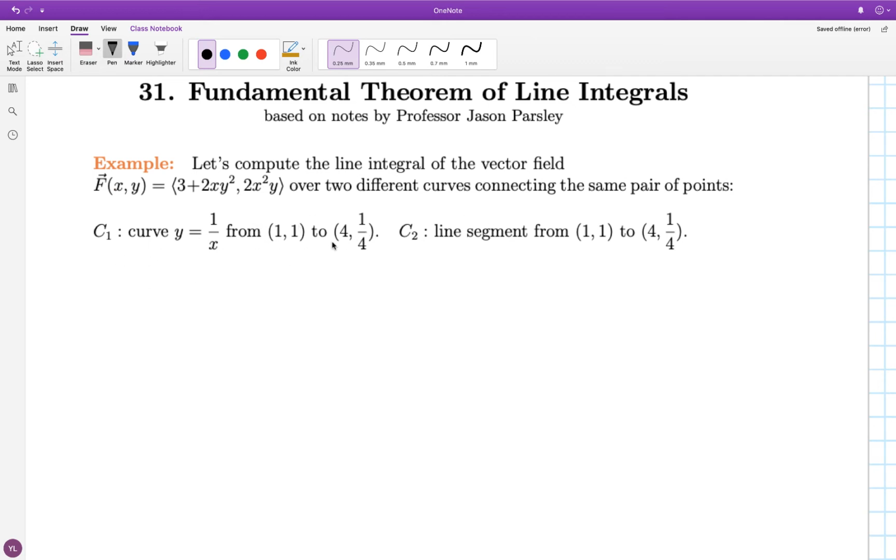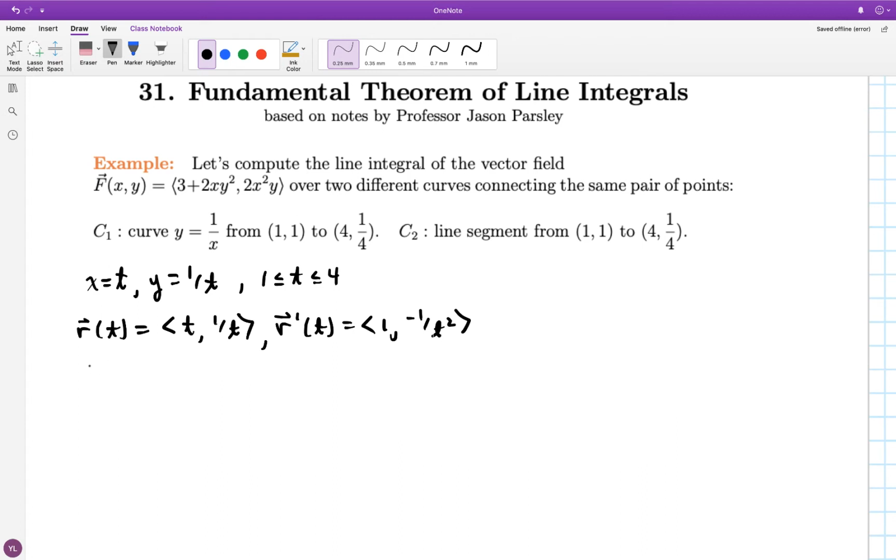Let's start with the first curve. I'm going to parameterize this curve with x being the parameter since y is a function of x. So I've got x is t, y is 1 over t, and t is going to range from 1 to 4. Okay, so the line integral across C1 of the vector field f dot dr is computed like this.